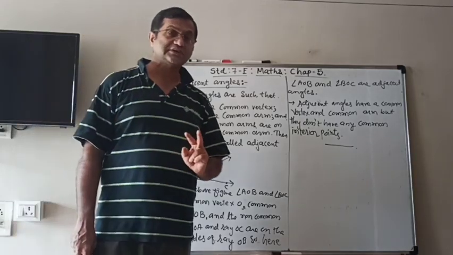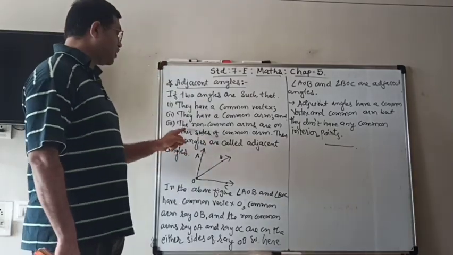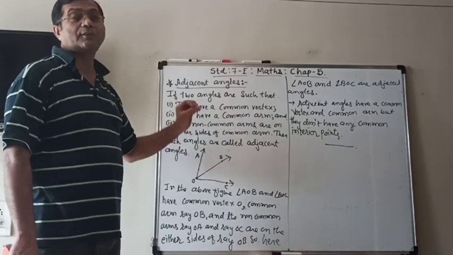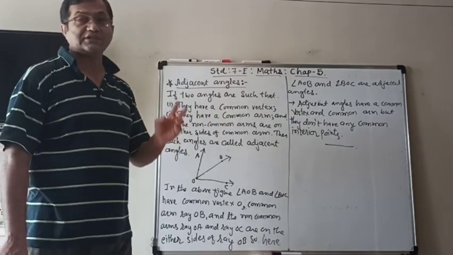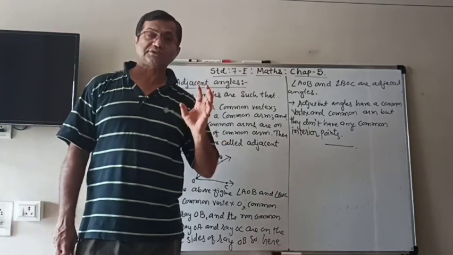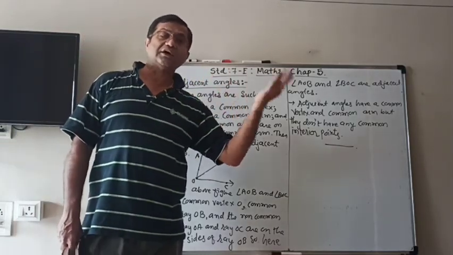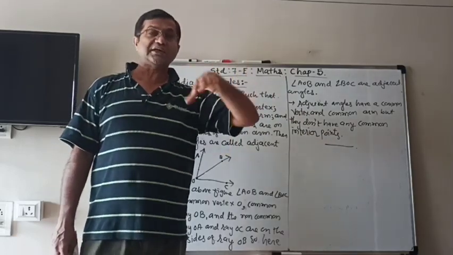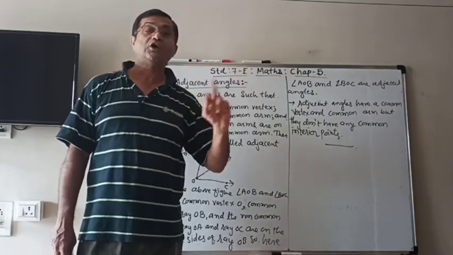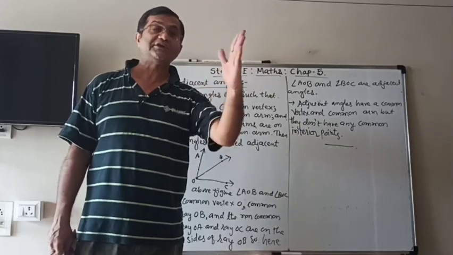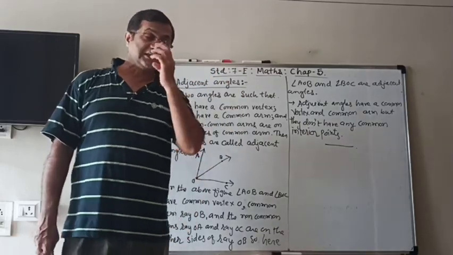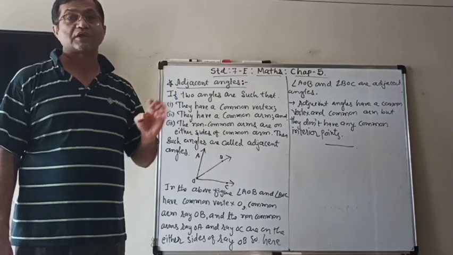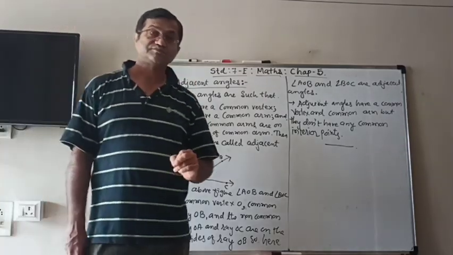And then the last condition, the non-common arms are on either side of the common arm. Means the non-common arms should be one on the left side and the other on the right side, or one on the upper side and the other on the opposite side of that common arm. And then these two angles are said to be adjacent angles.